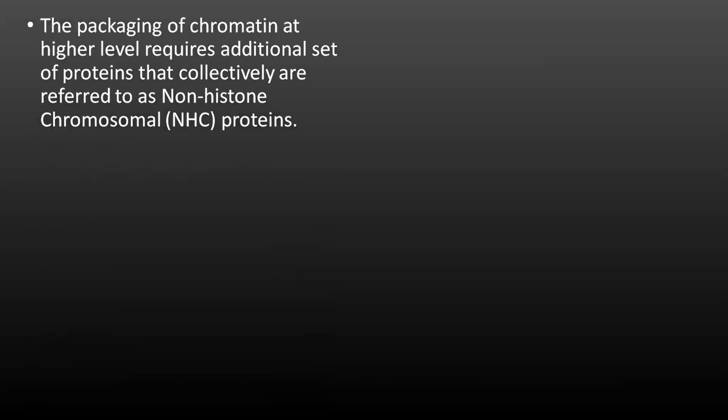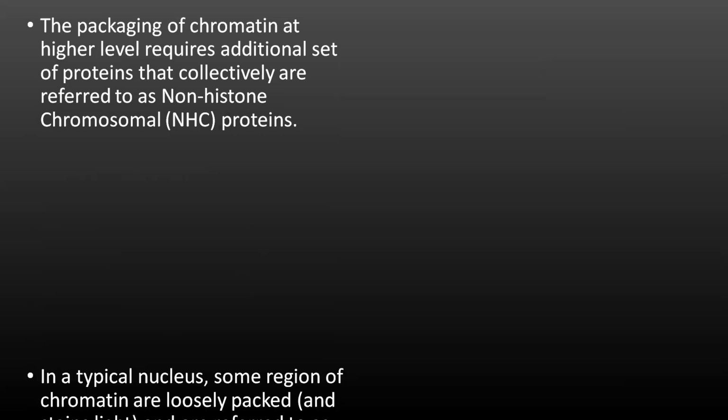Okay, next. Now, packaging of chromatin at higher levels requires an additional set of proteins which are collectively called non-histone proteins. Histones already join together to form chromatin. Then they should also be wound on each other, like a telephone wire. For that, there is a special set of proteins called non-histone chromosomal proteins.